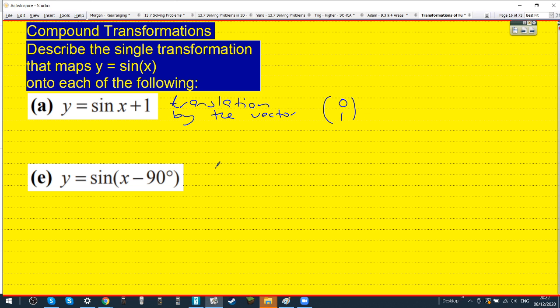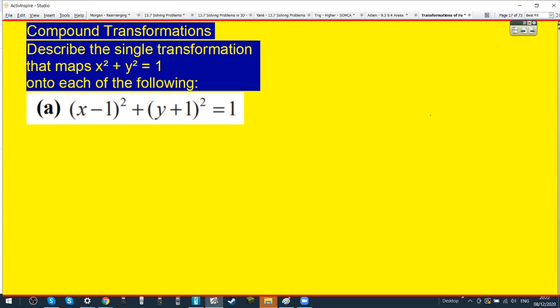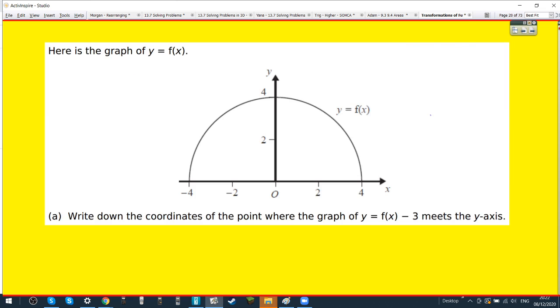And this one down here. It would move to the right by 90 degrees. Describe the transformation. Translation by the degree? No, translation by the vector. Oh, by the vector 90, 0. Yeah, and maybe I'll put 90 degrees, that's where the degrees would go. Fine. So we did trig.